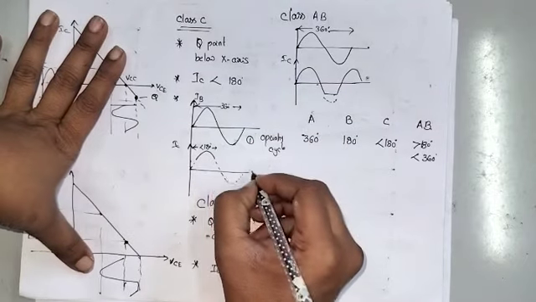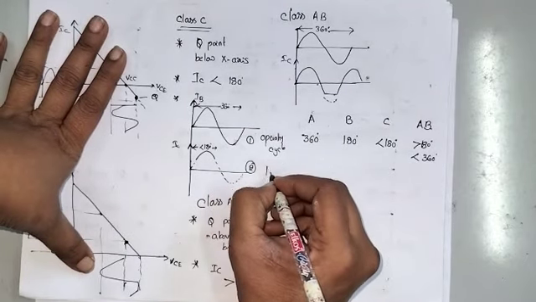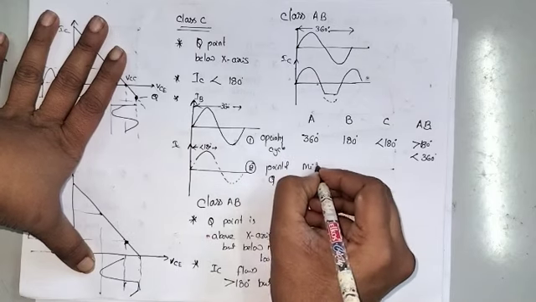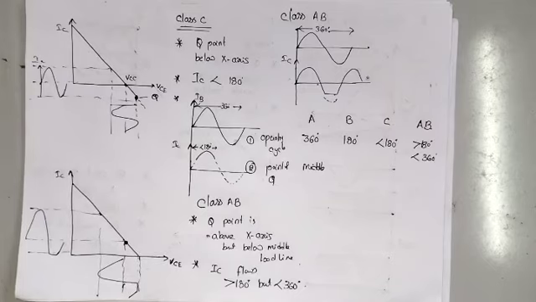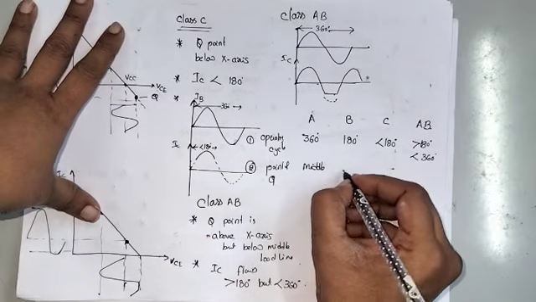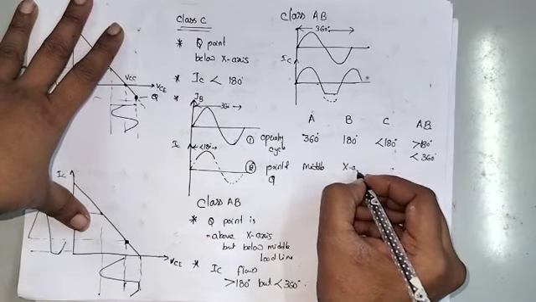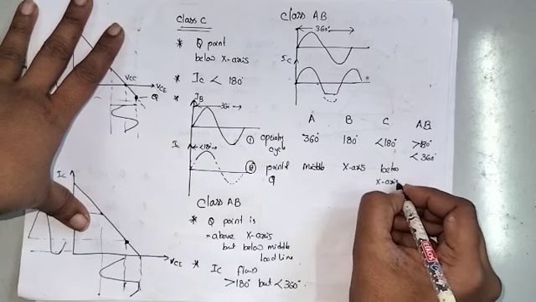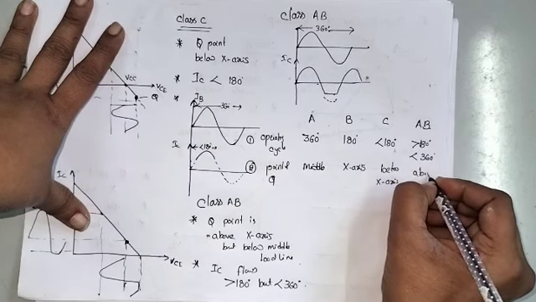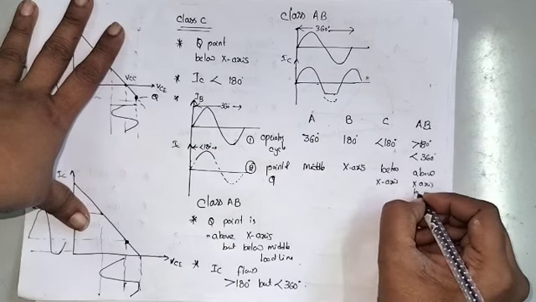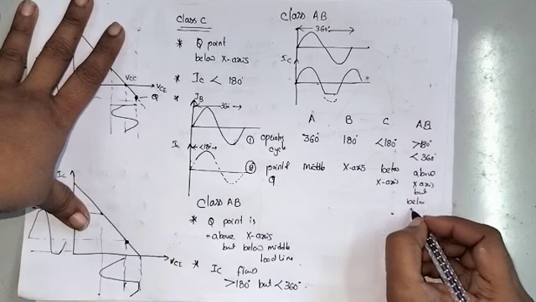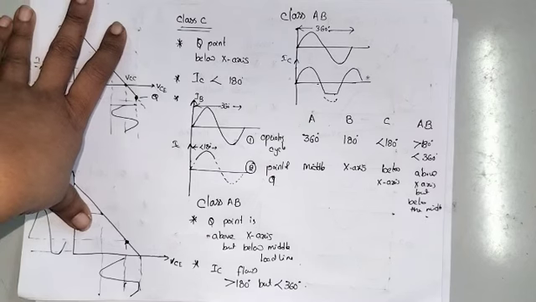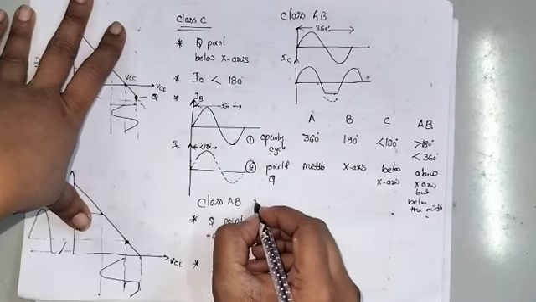Coming to the next point, the Q, quiescent point. For class A it is approximately at the middle of the load line. For B it is on the x-axis, for C below the x-axis, and for AB above the x-axis but below the middle of the load line. So that is the position of the Q point for the different power amplifiers.